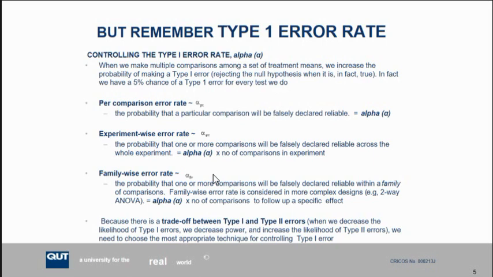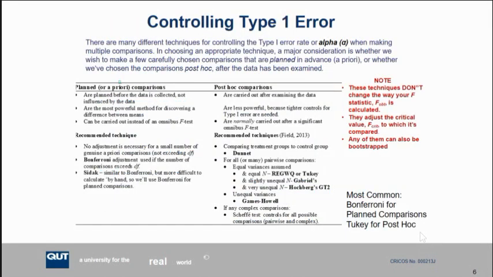So we need to choose the most appropriate technique for controlling our type 1 error, while balancing that out against the chance of making a type 2 error. There are a number of techniques that statisticians have devised for controlling this type 1 error rate across the multiple comparisons that we need to make in a complete experiment.